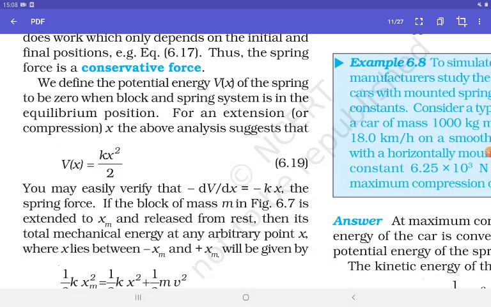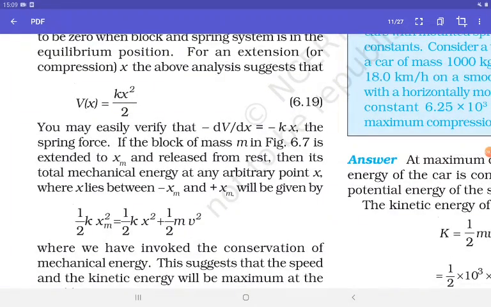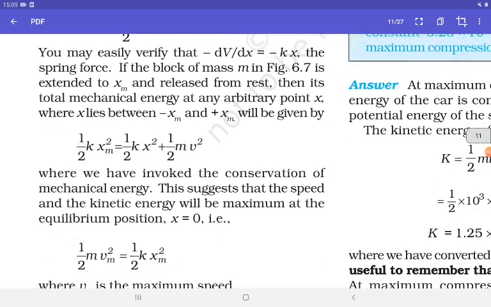If the block of mass m in figure 6.7 is extended to xm and released from rest, then its total mechanical energy at any arbitrary point x, where x lies between minus xm and plus xm, will be given by the expression shown, where we have invoked the conservation of mechanical energy.